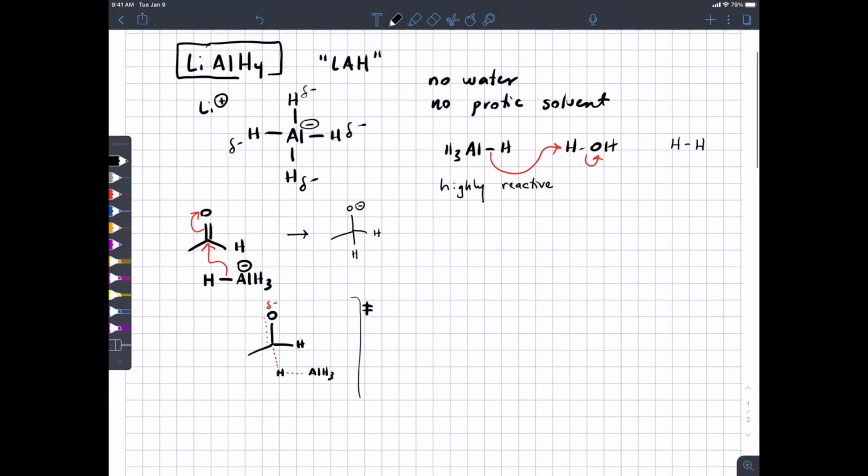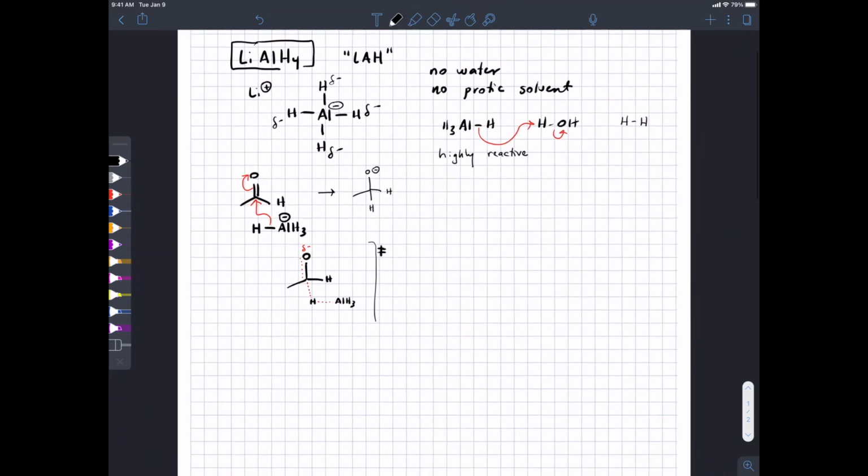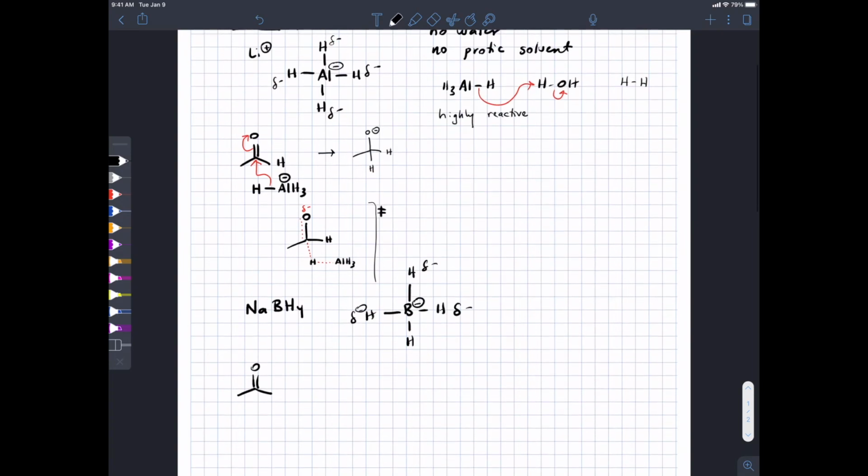A second reducing agent that your book mentions is sodium borohydride. Same deal, boron and hydrogen. Boron's more electronegative. I get it wrong every time. Boron's less electronegative than hydrogen, so BH4 minus can similarly deliver a hydride to a carbonyl compound via exactly the same mechanism.